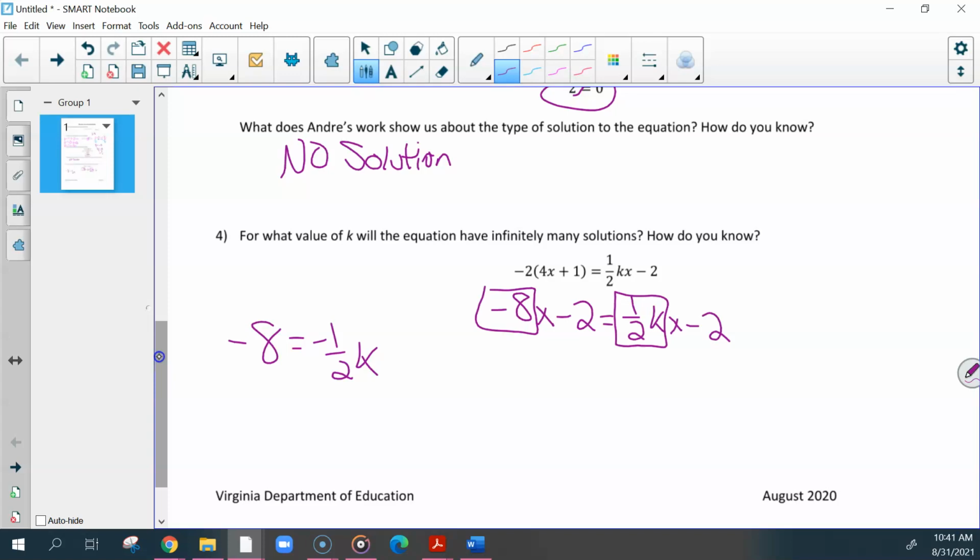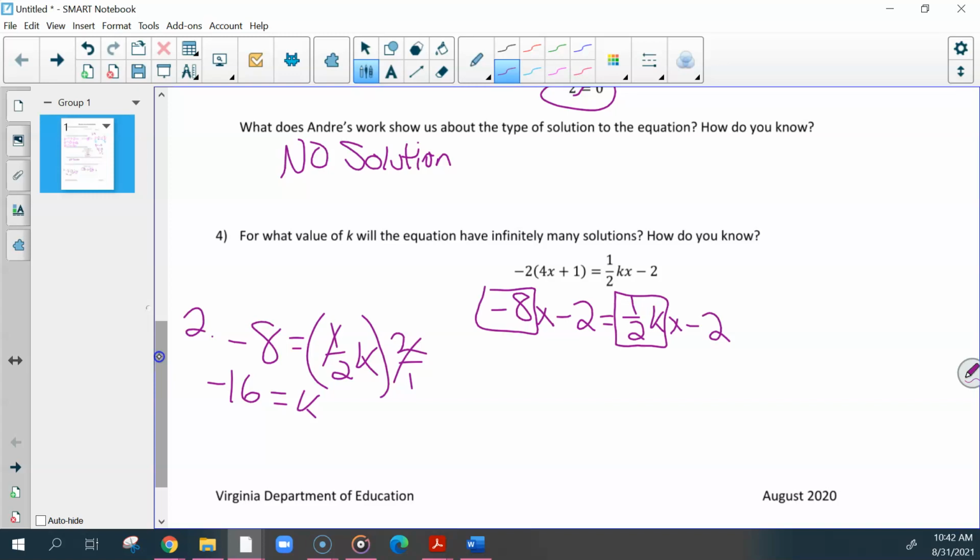If I need to get -8, what could I make K that when I multiply it by 1/2, I'm sorry, this was not negative. When I multiply it by 1/2, I could get -8. If you were actually solving it, to get rid of 1/2, I could multiply this side by 2, because these would cancel. I would also need to multiply this side by 2. So I could say that K is -16.